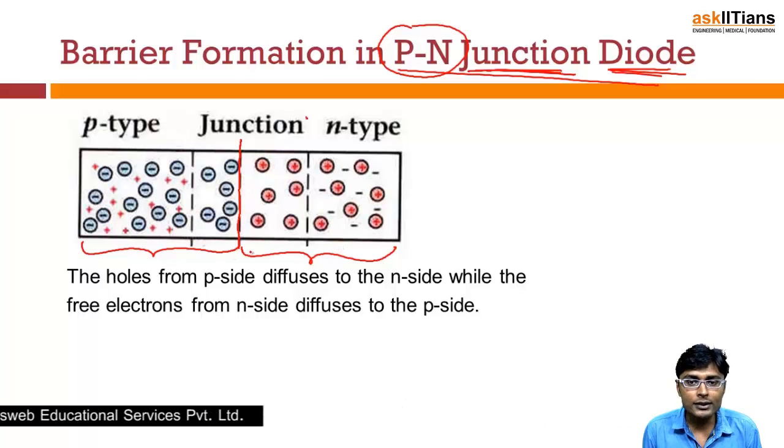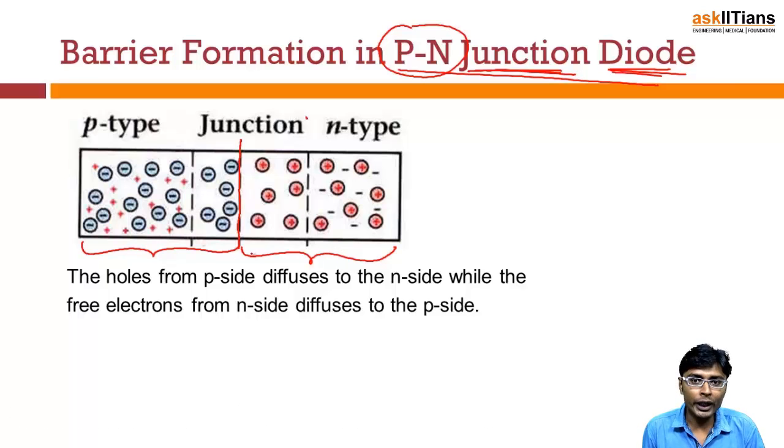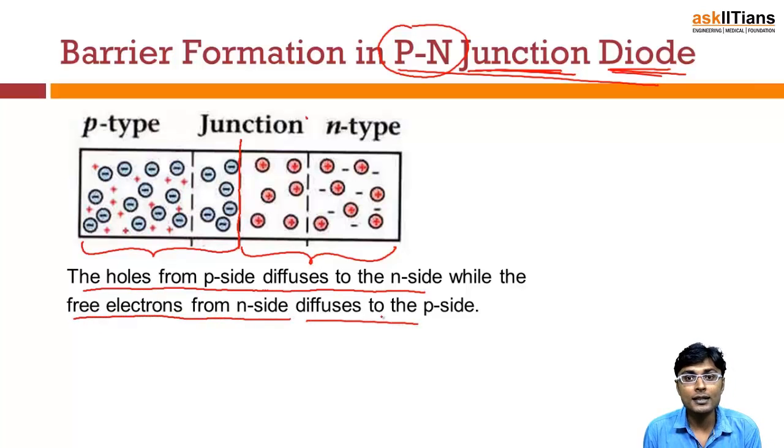Whenever we join them, due to this positive-negative attraction, the electrons from the N-type cross this junction and come into the P-type, and the holes, that is the positive charge carriers in the P-type, move from the P-type to the N-type. This is all because of the attraction between them, right? So we can say that the holes from the P side diffuse to the N side, while the free electrons from the N side diffuse to the P side.